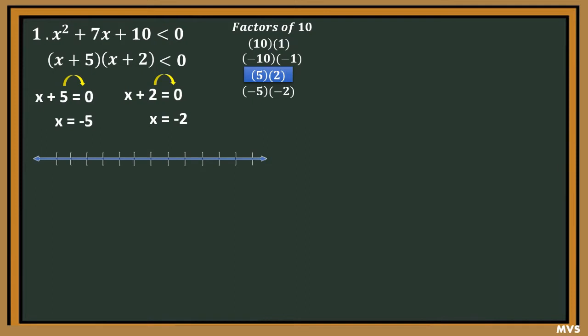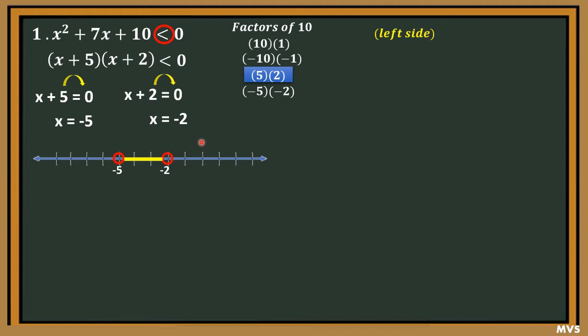Since the inequality symbol here is less than, therefore, we're going to use the hollow dot. It means that negative 5 and negative 2 are not included in the solutions. And the solutions are found at the center. Always remember that we have here 3 regions. First, left side, center, and right region. Then, we will have now the test point.